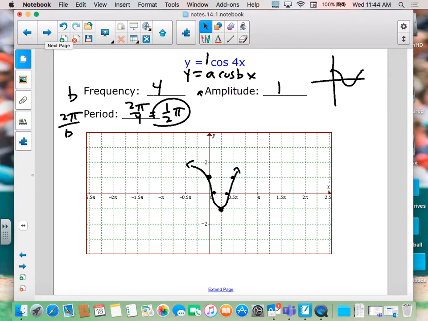I just want you to see what this frequency means because a lot of people ask about it. Every 1/2 pi, here would be another wave of it. It would come down here. So I'll do this one in green.